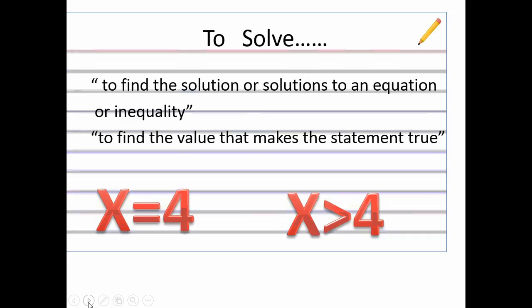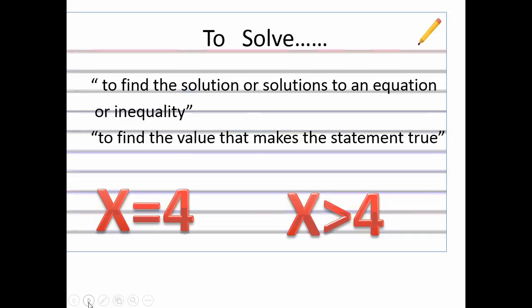So what does it mean to solve then, guys? Well, a lot of times people will say, do I just solve this problem, when the question's really asking to evaluate? Let's be clear what it means to solve. To solve means you're finding the solution to an equation or inequality. Sometimes that solution is x equals 4, y equals 6, 8 equals w. Whatever it is, we're solving to find that value that makes the equation true or the statement true.